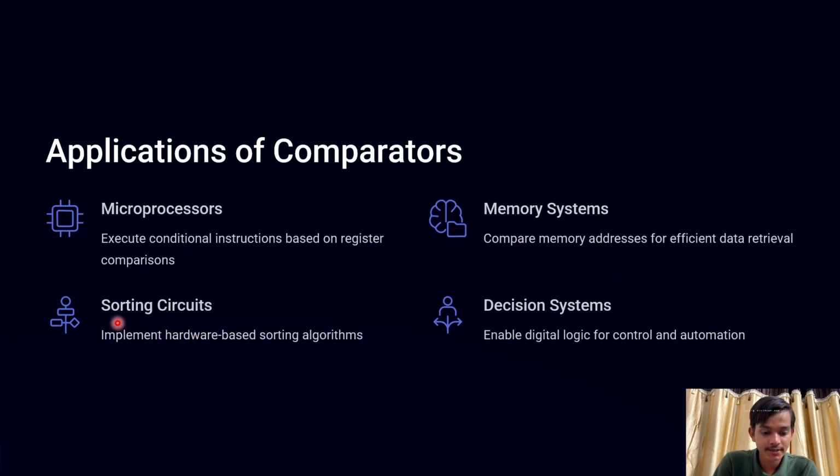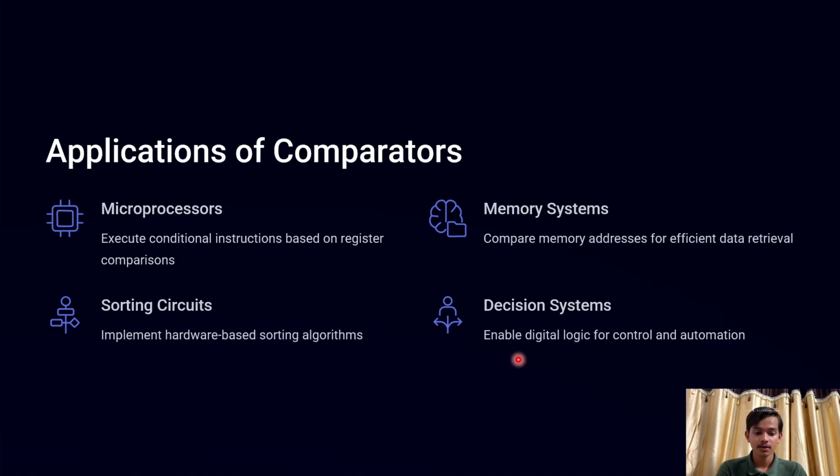It also helps in sorting circuits. Comparators compare numbers to arrange them in ascending or descending order. For example, hardware sorting units compare values step by step to organize the data efficiently. It also enables digital logic for control and automation. For instance, in a temperature control system, the measured temperature is compared with a preset reference, and if it exceeds the limit, a cooling system or alarm is activated automatically.